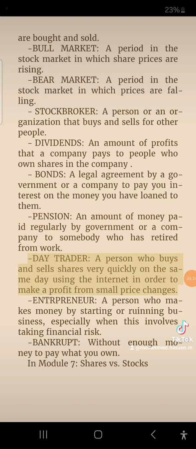Day trader. A person who buys and sells shares very quickly on the same day using the internet in order to make a profit from small price changes. Entrepreneur. A person who makes money by starting or running a business, especially when this involves taking financial risk. Bankrupt. Without enough money to pay what you owe.